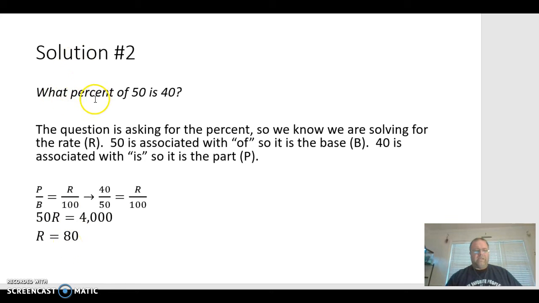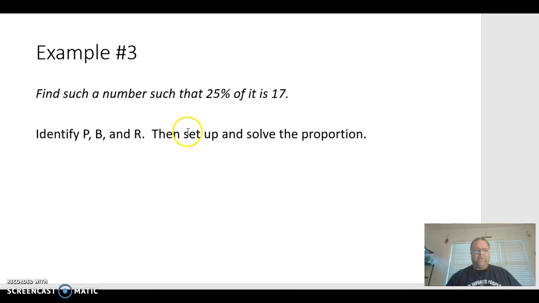So 80% of 50 is 40. All right. Sample 3. Find such a number such that 25% of it is 17. So once again, we kind of have a word problem here, and this one seems a little bit trickier than the last two. But if we just take our time, identify our variables, and plug them in, we should do fine. So go ahead and identify your variables, set up and solve the proportion, and when you're ready, we'll press pause, and we'll go to the solution.